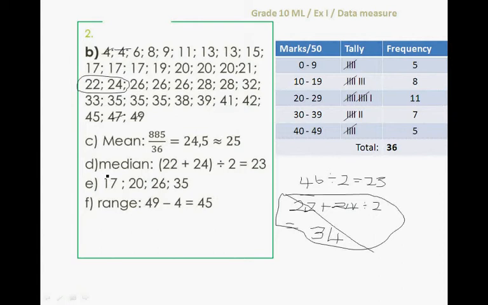Right? There are 4 different modes. Now this is completely acceptable, that we can get more than one mode. So there are 3 twenties, 3 sixes, and 3 fives, and those were the modes. And the range is 49 minus 4, which is 45.